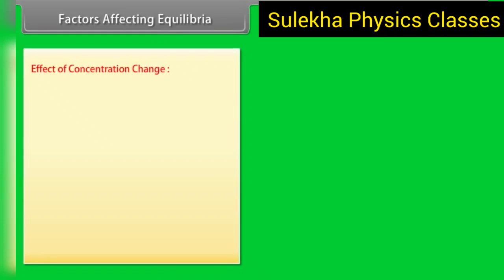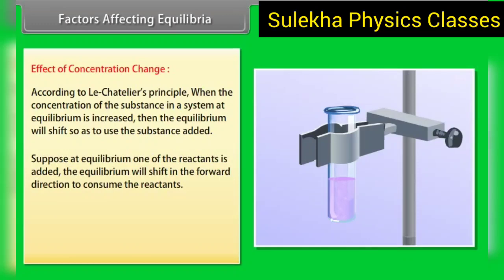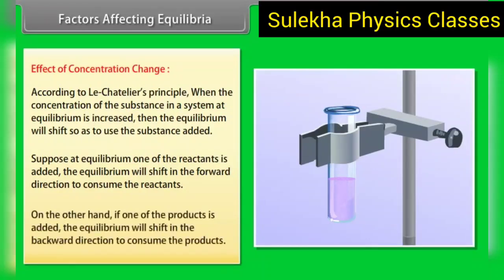Effect of concentration change. According to Le Chatelier's principle, when the concentration of a substance in a system at equilibrium is increased, the equilibrium will shift so as to use the substance added. Suppose at equilibrium, one of the reactants is added. The equilibrium will shift in the forward direction to consume the reactants. On the other hand, if one of the products is added, the equilibrium will shift in the backward direction to consume the products.